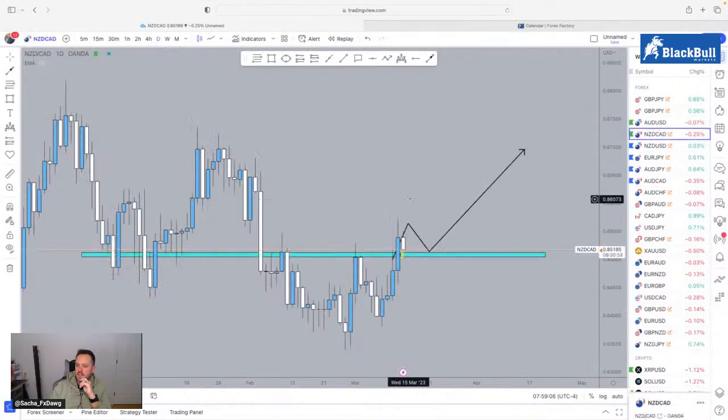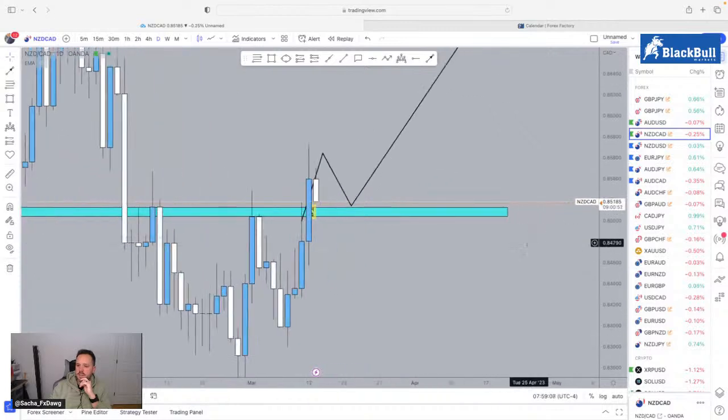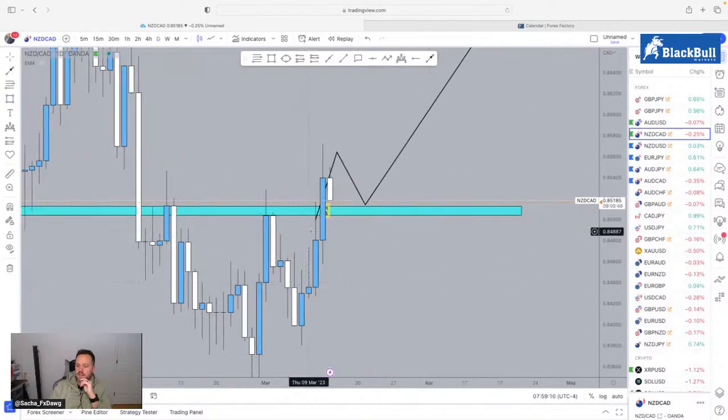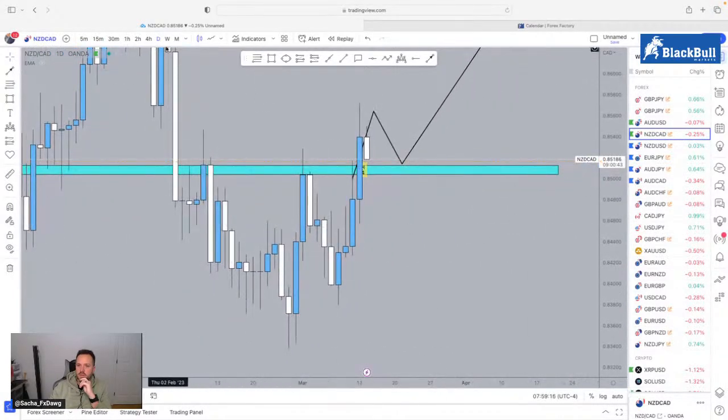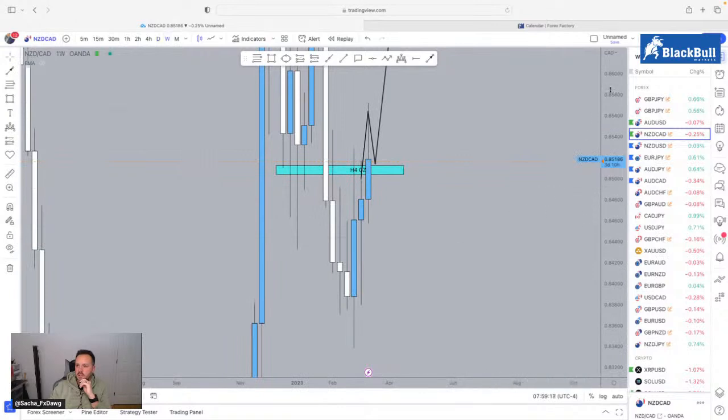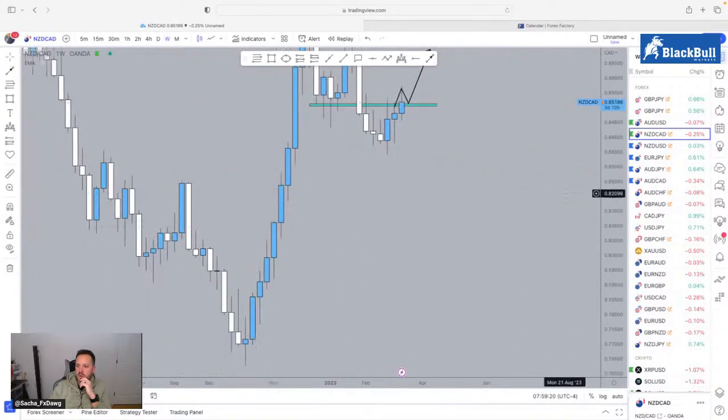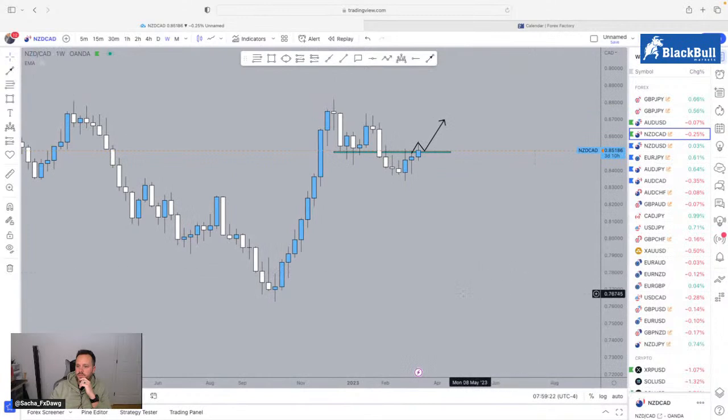Let's wait here. So NZD CAD, something that I've been waiting for a little while. Waiting for the break and retest here above. So let's take a look. The weekly is bullish at the moment. I think people think now it's bearish, but it's not, because, I'll show you.